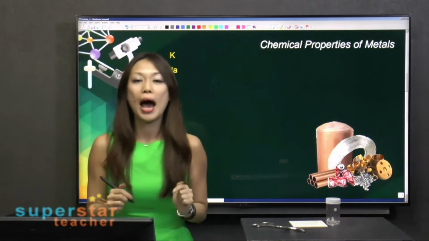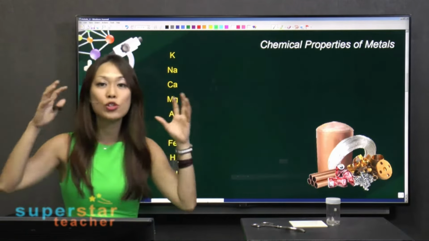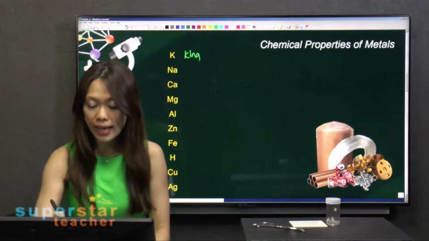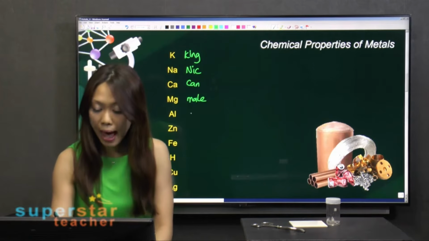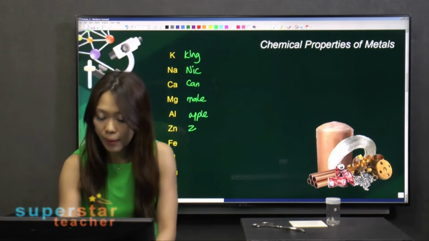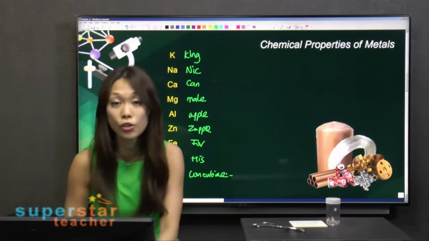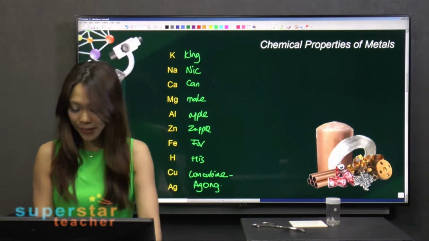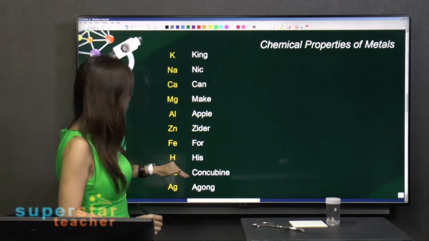Okay, so I helped you come up with an acronym that will easily allow you to remember it. It goes like this: King Nicholas can make apple zapple for his concubine. Yes, you heard me correctly, concubine. And the name of the concubine is Ag-ong. So, it goes like this: King Nick can make apple cider for his concubine Agong.